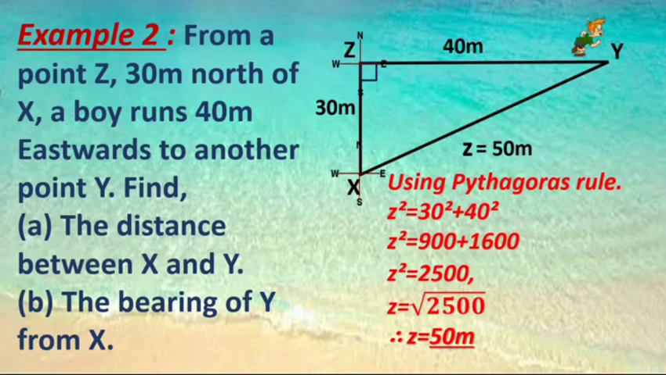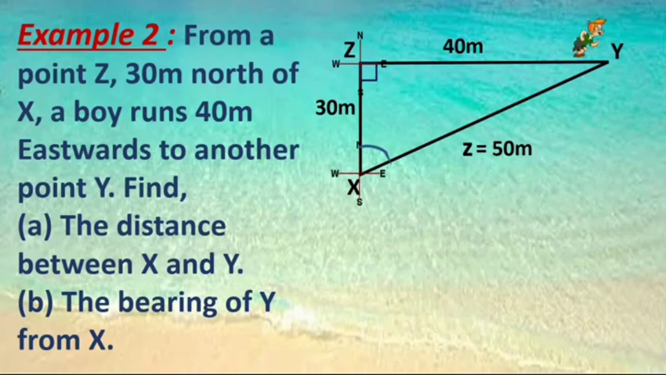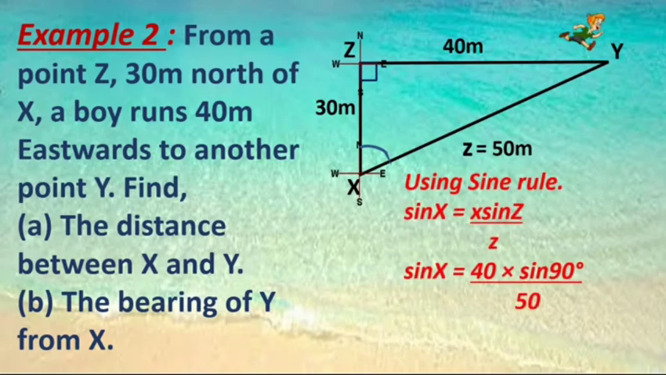The second part says, find the bearing of Y from X. The angle in question has to be drawn from the north of X in the clockwise direction to meet the line XY. And in finding this angle, I can decide to use either the sine rule or the trigonometric ratio. Let's go with the sine rule.